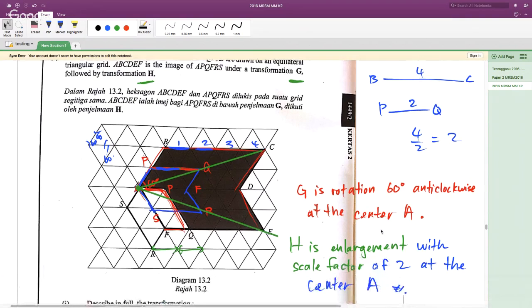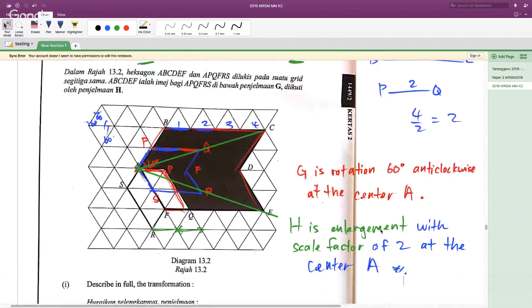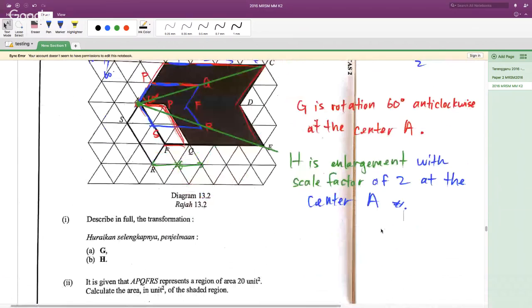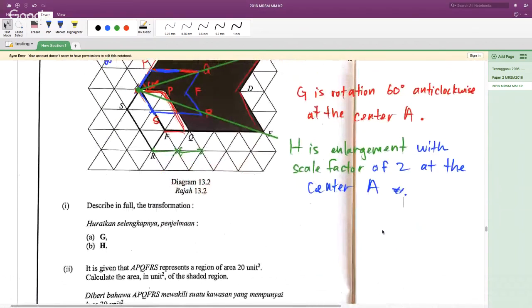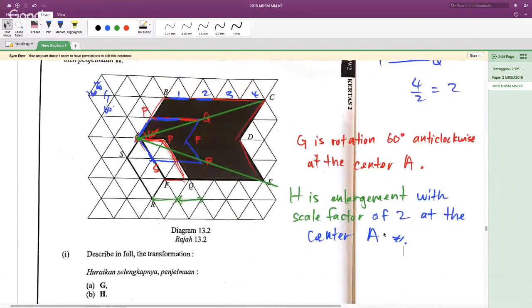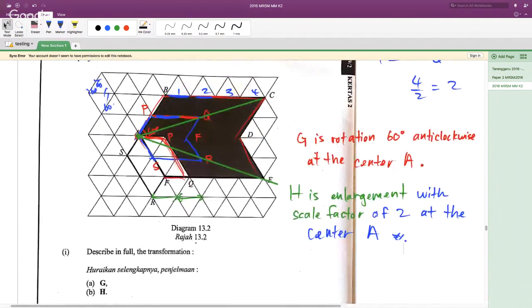So this question is a bit different because they don't give you the square. They actually give you an equilateral triangle. So you have to know in an equilateral triangle, all angles are 60 degrees. This is something you need to know. Scale factor is 2.